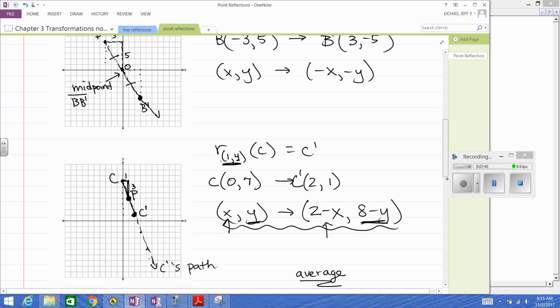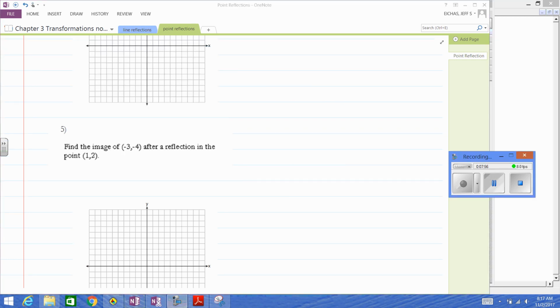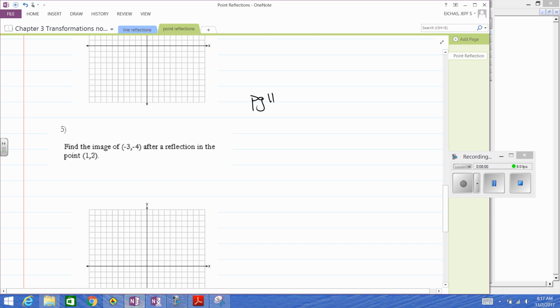All right. So there's lots of problems to work through here. I'll go grab a couple from the homework and help you with those, and see if you can do the rest on your own. Okay, so page 11 in your homework packet. I'm just picking some random ones. Okay, so we're going to find the image of negative 3, negative 4 after reflection through this point.